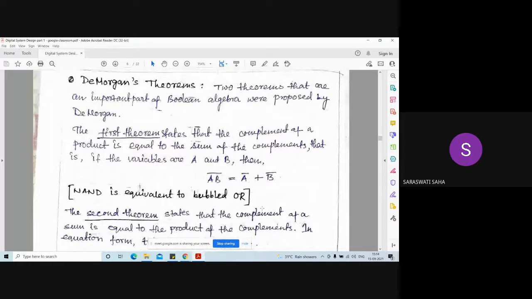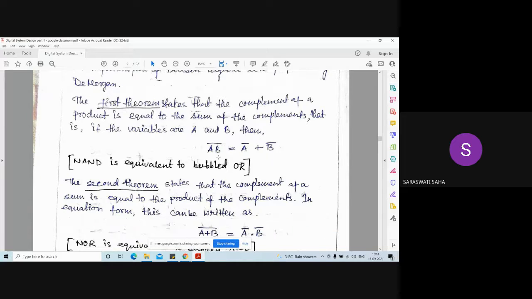Now, De Morgan's theorem. What is De Morgan's theorem? How can you memorize this theorem? First theorem, see the expression first. (AB) naught is equivalent to A naught plus B naught. What is (AB) naught? This is NAND, a two input NAND gate. If A and B are inputs, then (AB) naught means NAND.